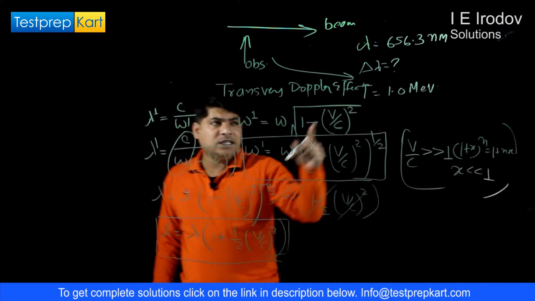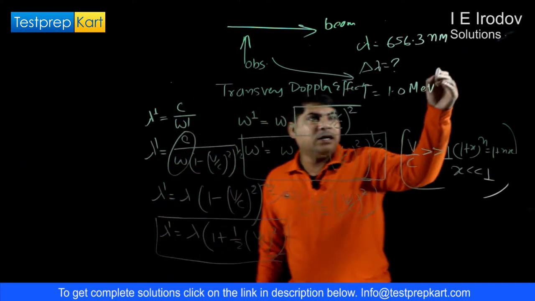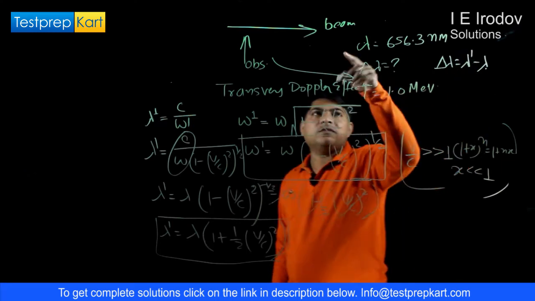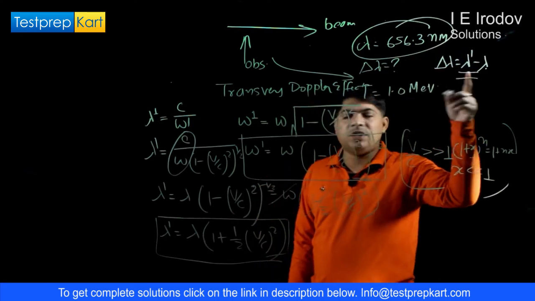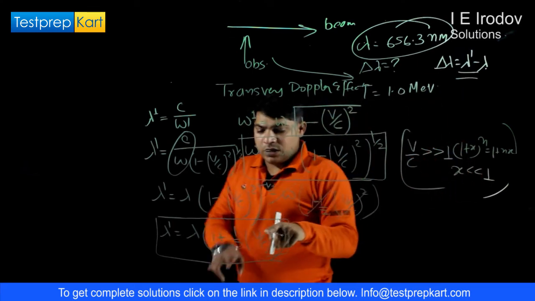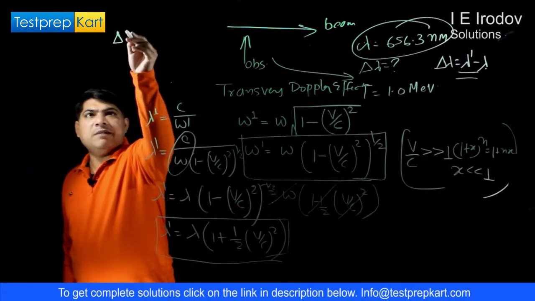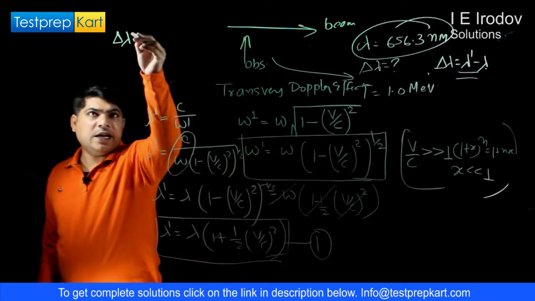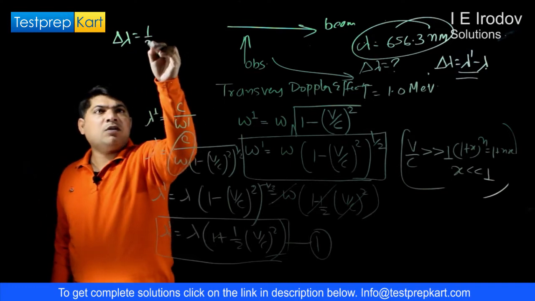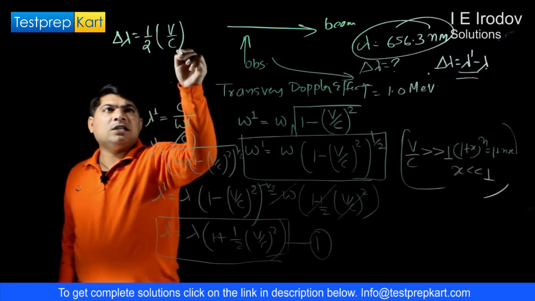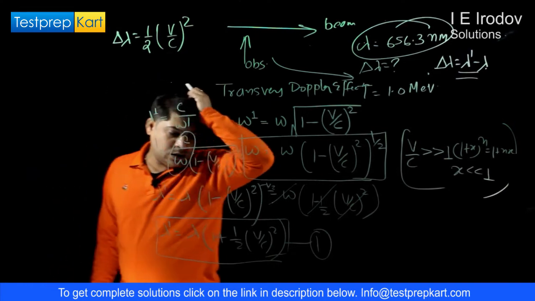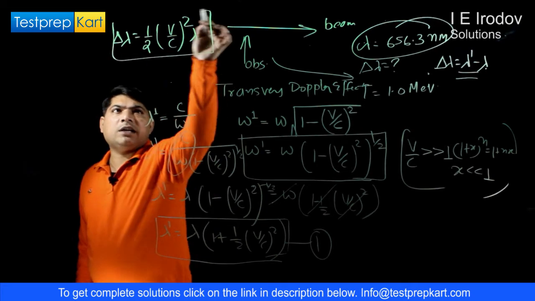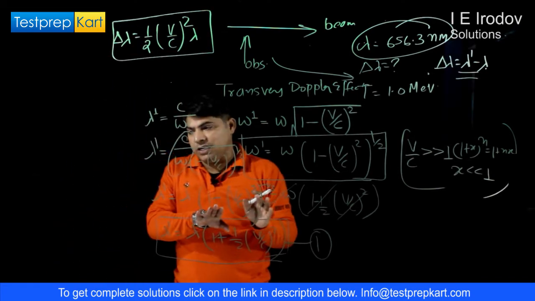Now see, here we have to calculate the shift delta lambda. That is, delta lambda is equal to lambda dash minus lambda, the original one, as observed by the observer. So from here, if we subtract these two equations, we get delta lambda equal to 1 over 2 (V by C) whole square into lambda. Right. This is one thing. But here we don't have an idea about the velocity.